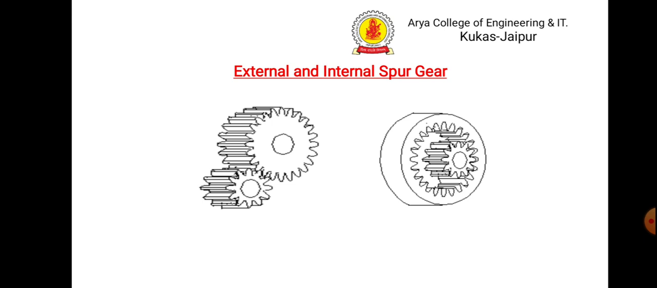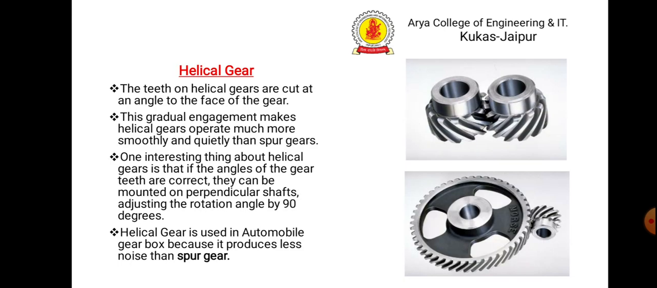So in external, both the gears run in the opposite direction, but in the internal gears, both the gears while meshing run in the same direction. In the external internal spur gears, the bigger gear is known as the annular. Okay, so next one is your helical gear.